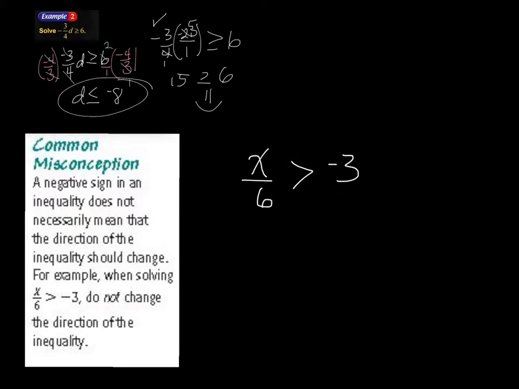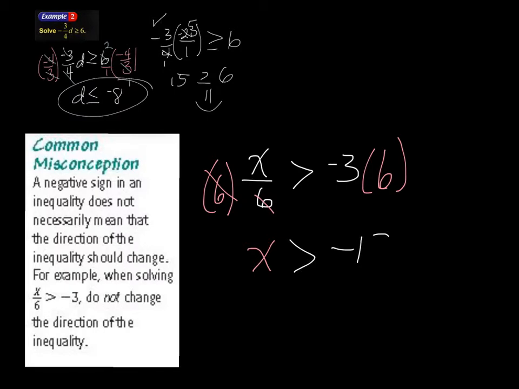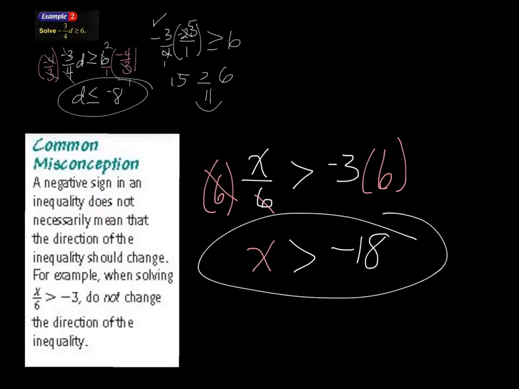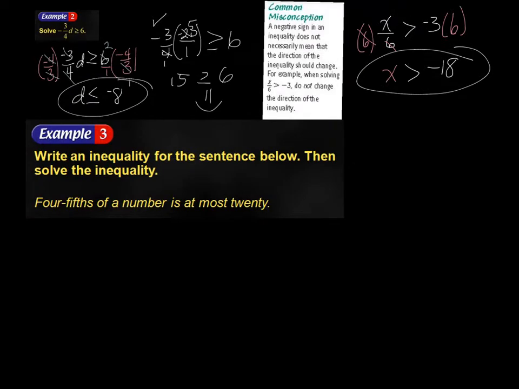Now, just because there's a negative somewhere in the problem, we don't necessarily have to change the inequality around. So they threw in this one. If we have x divided by 6, I'd want to multiply both sides by 6 to undo the divide by 6. So I get x is greater than -18. So this time I did not reverse the inequality because I multiplied by positive 6, even though there was a -3 sitting there.